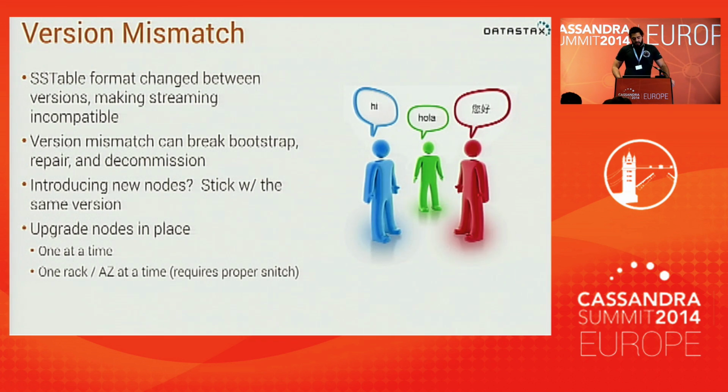This issue is becoming less of a problem with newer versions of Cassandra, but I still recommend that you don't do what I'm about to describe, and the thing that I did. If you're running, let's say, an older version of Cassandra, like version 1.1, and you decide to upgrade to 1.2 or 2.0, what you don't want to do is try and bootstrap a new node of a different version. And the reason for this is the SSTable format changes between versions and it breaks streaming.